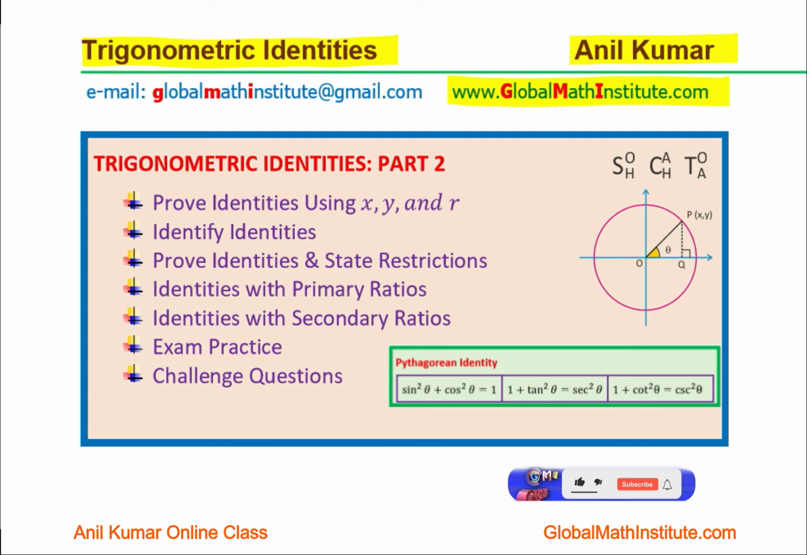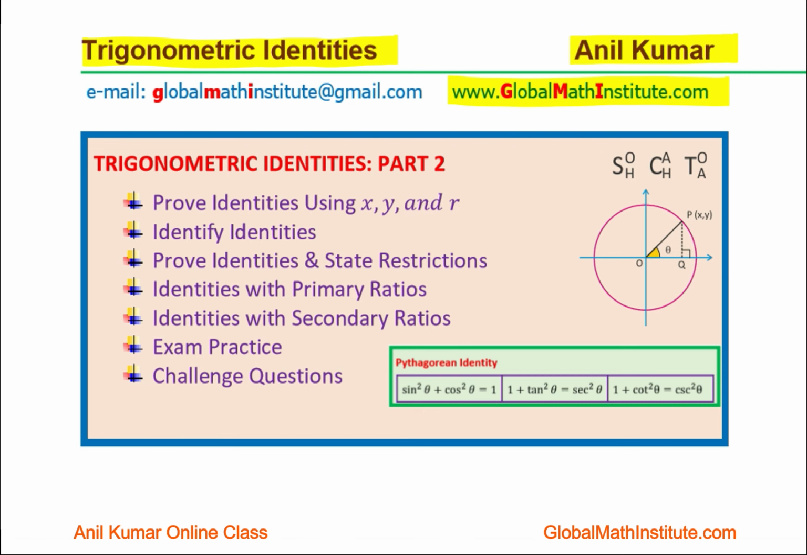We'll take up examples to prove identities using x, y, and r, which are points in the coordinate plane. We'll identify the identities, prove identities, and state restrictions. Identities with primary ratios and with secondary ratios will be taken. We'll have some examination style practice with a challenge question. I hope you'll find it interesting and useful.